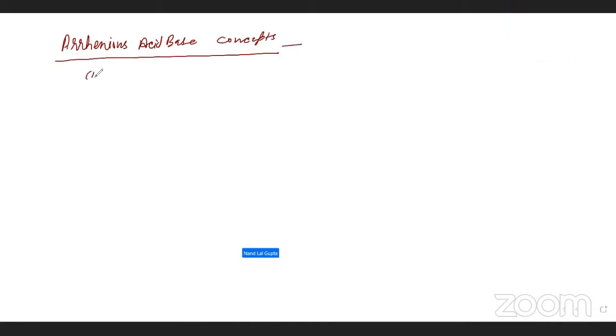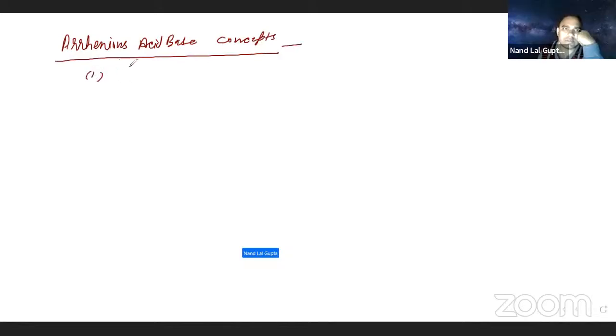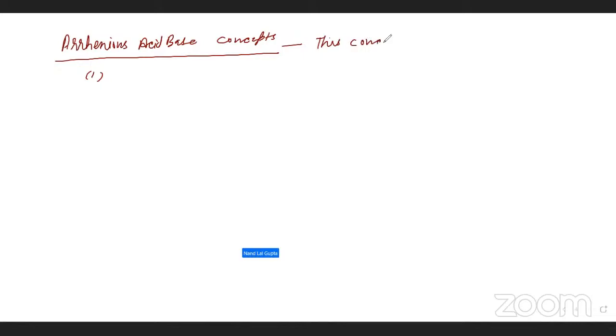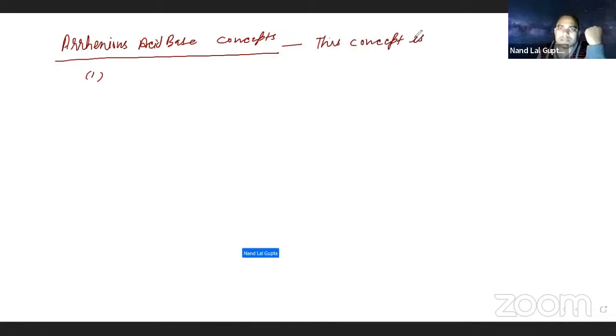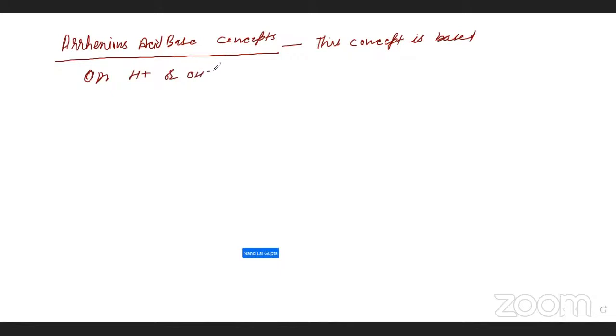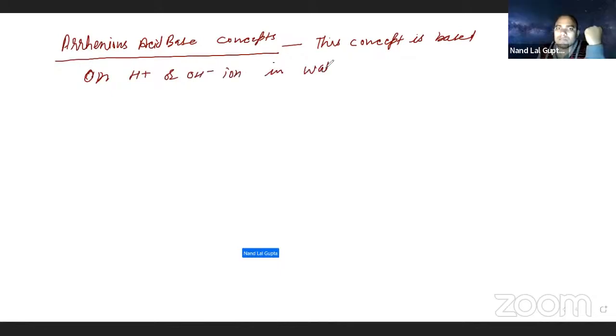What is the first point? You can write: this concept is based on what principle? It is based on H plus or OH minus ion in water. The important point here is that water is compulsory. If water is not there, the concept is invalid.